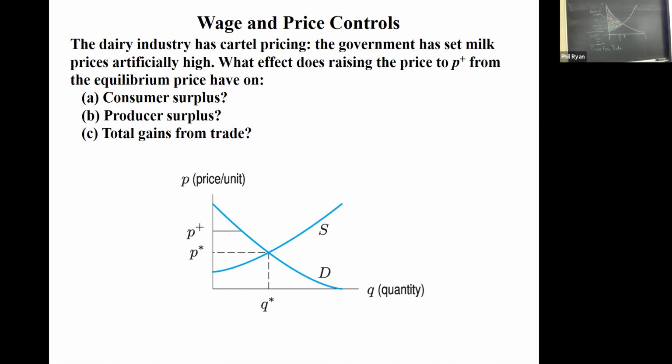Okay? And so this is the typical effect when you get a cartel. When they raise the price, the consumer surplus goes down, right? It goes down from here to here. The producer surplus increases from here to this amount here. And the total gains from trade diminish from this area here to this area right here.